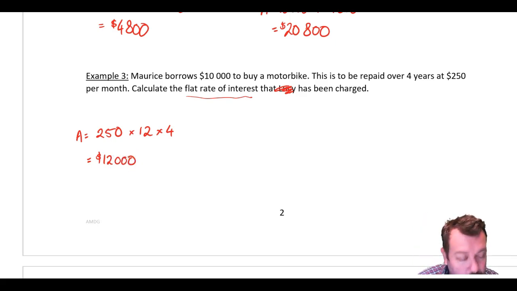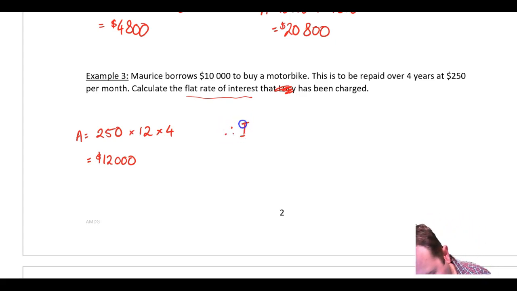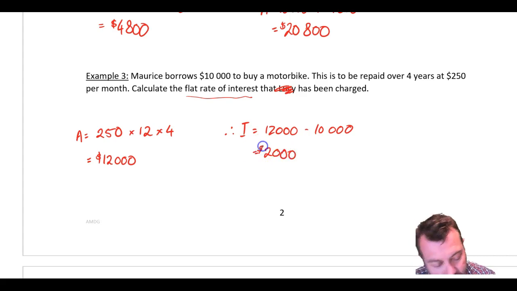So Maurice has borrowed $10,000. He's repaid $12,000. That means that the interest is equal to the $12,000 minus the $10,000. Right, that's the total amount repaid minus the principal, is $2,000 in interest. It's not what we've been asked for, though, is it? The rate of interest is what we've been asked for. So it's $2,000 compared to the $10,000 and the 4 years.